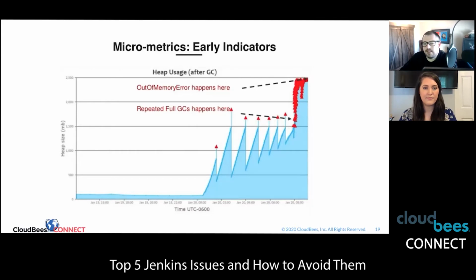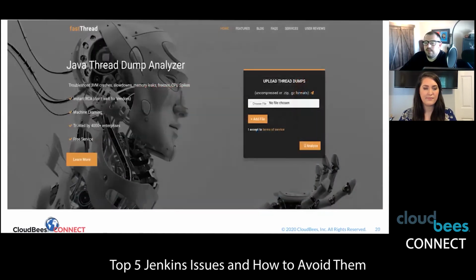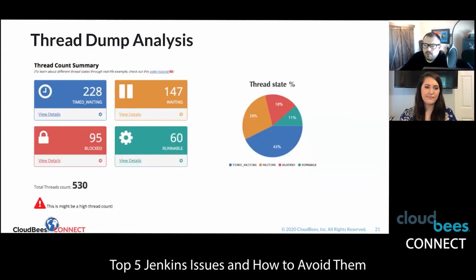further analyze the situation. I had mentioned fastThread earlier as an option to analyze thread dumps. Thread dumps can be taken using JDK tools like jstack, and once you've captured them, you can upload the output to the analyzer. Anytime you need to understand what Jenkins is doing at a certain moment, you can capture a thread dump. A thread dump analysis looks something like this.